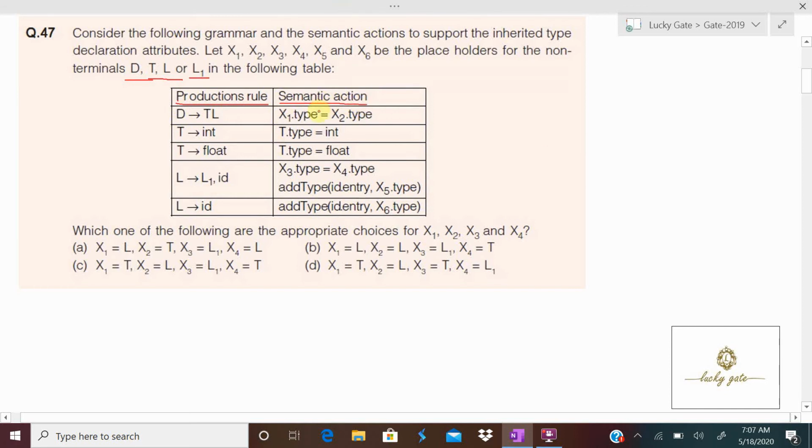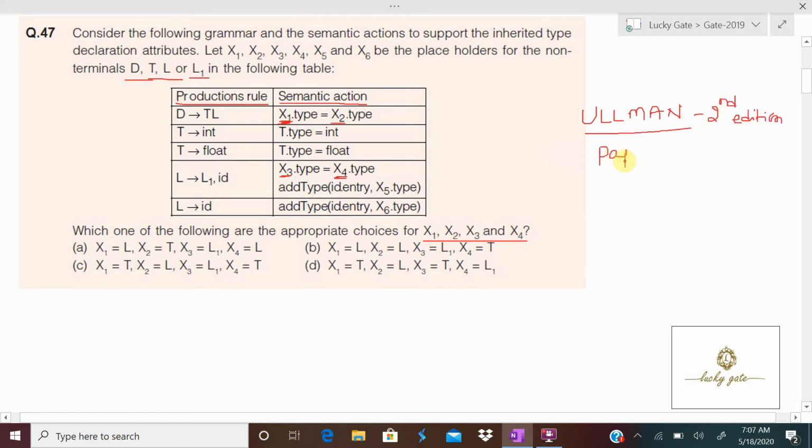Now the question is, which one of the following are the appropriate choices for x1, x2, x3 and x4 we have to find. Now here you see this is x1 means what actually should be there for x1, x2, x3 and x4 is the question. And actually this is a question directly from the textbook of compiler design by Ullman of second edition.